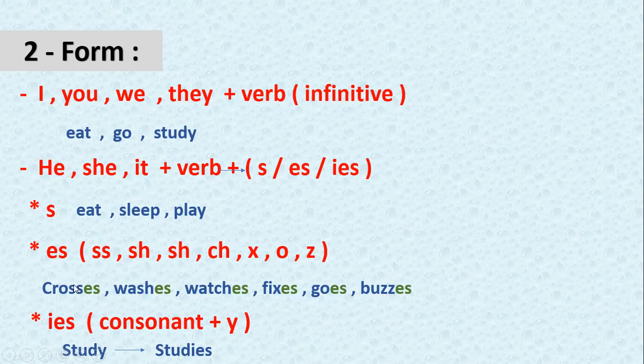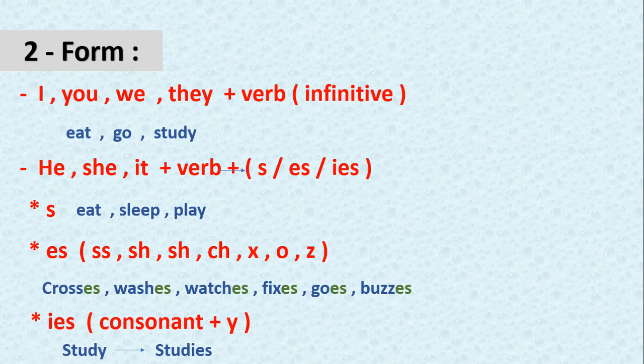So we add es with he, she, or it when we have any of these endings. 6 endings: ss, sh, ch, x, o, or z. You know, in America they say zee, in Britain they say zed. All right. And then we have ies. Ies when we have a verb that ends with y, and before y a consonant, like for example d. Consonants. You know, we have vowels and we have consonants.